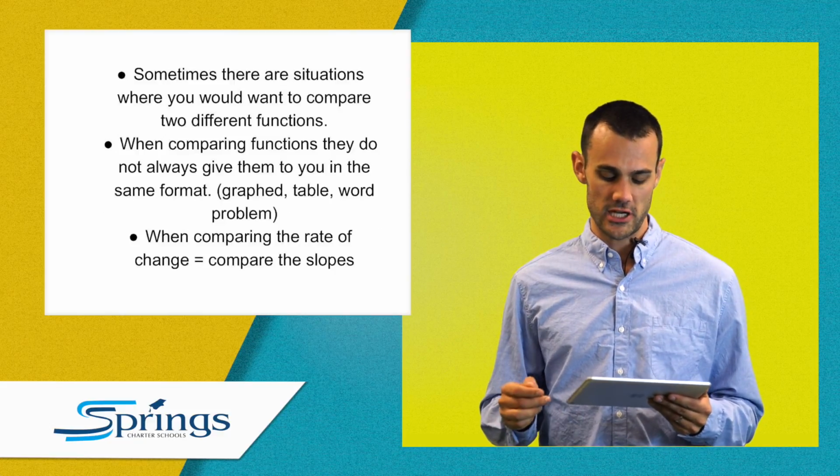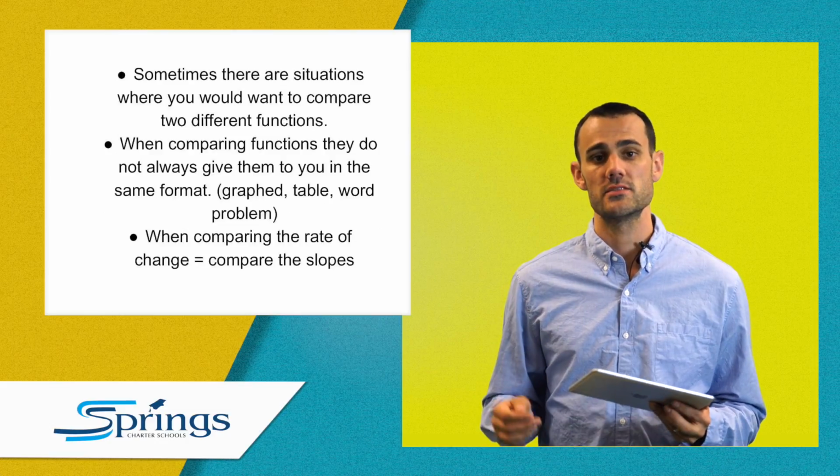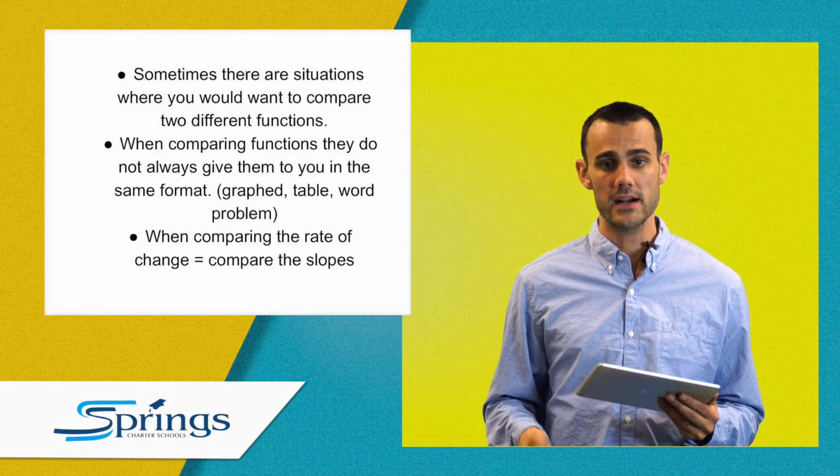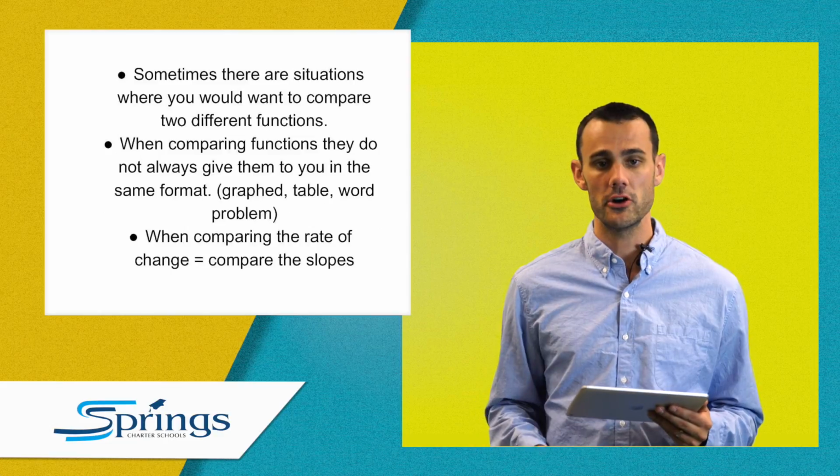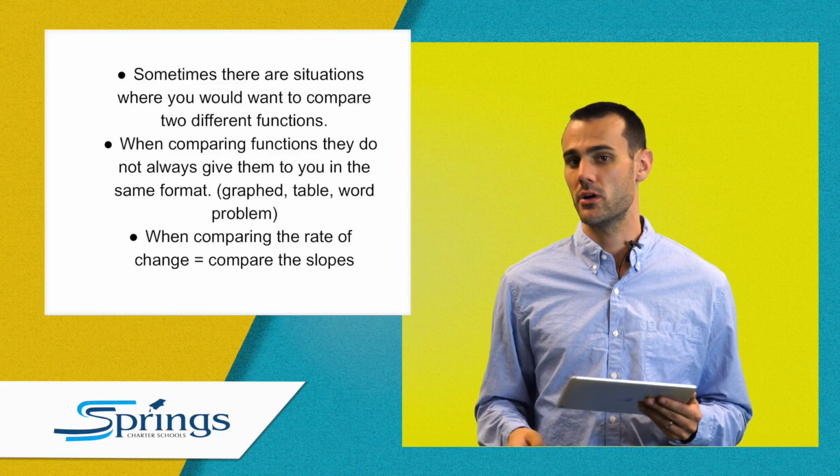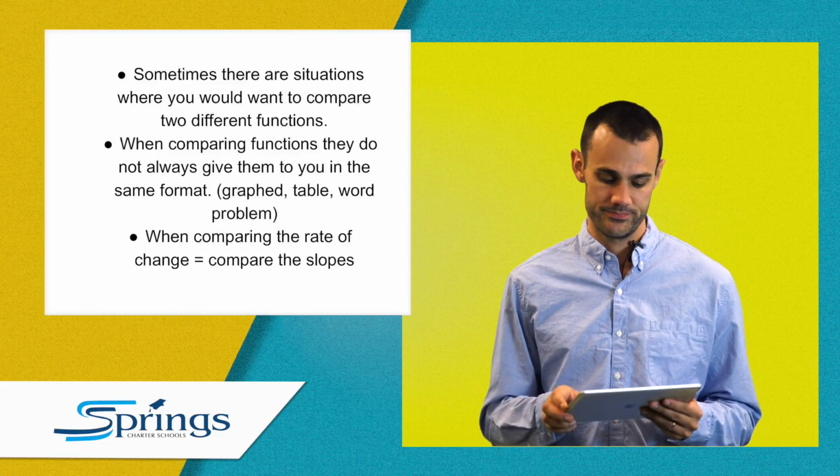And when comparing, the rate of change is really just slope. So we're going to be going back to that slope formula we've used over and over this year, y2 minus y1 over x2 minus x1.